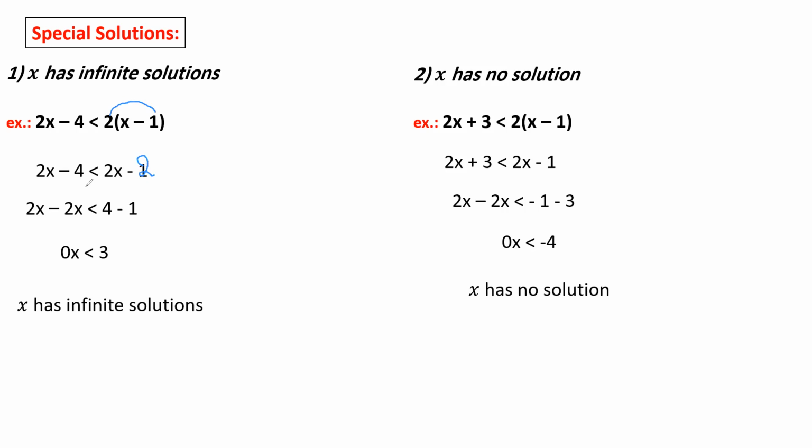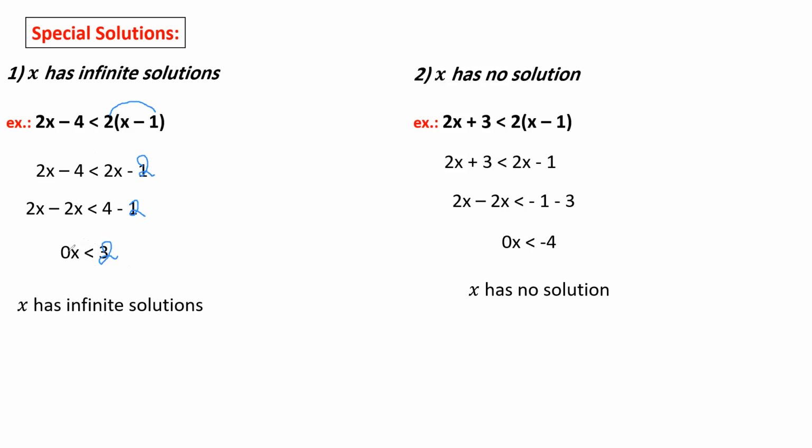So I have 2x minus 2x, and here I get the 4, and here I have minus 2. So 2x minus 2x is 0x, less than 4 minus 2 is 2. Now 0x less than 2, how do I mean x has infinite solutions? This is always true. Why? Because whatever the value of x is, 0, positive or negative, it's always less than 2.